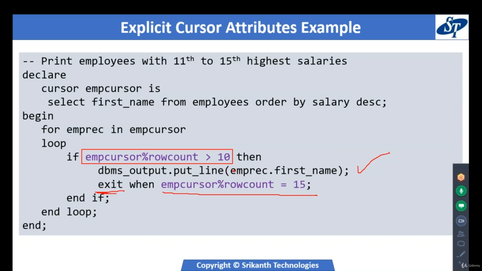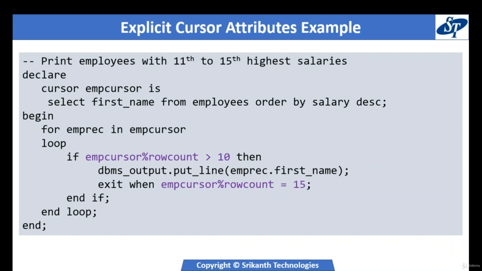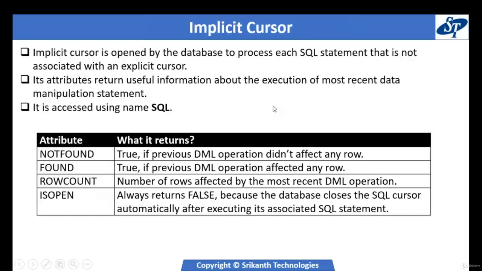So this is just a small example to demonstrate how you can use row count to know how many rows were fetched. By understanding these possibilities, you will be able to use them in your business requirements. Then comes the implicit cursor.